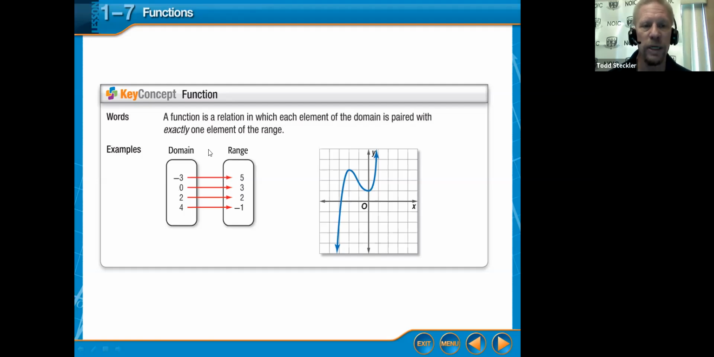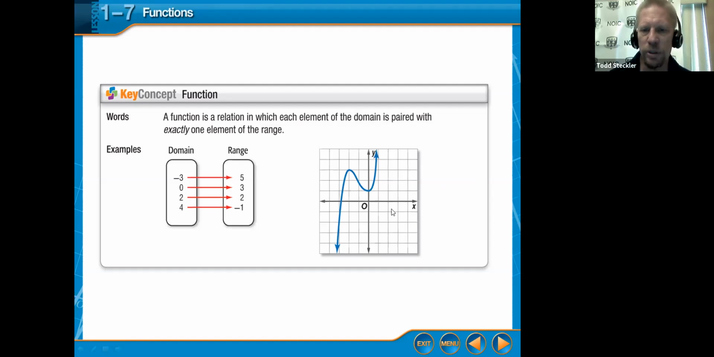They're both discrete. And this relation is a function because each member of the domain, -3, 0, 2, 4, is paired with exactly one member of the range. In other words, they get mapped to only one. Only one arrow is pointing from each member of the domain to the range. So this is a very good function.